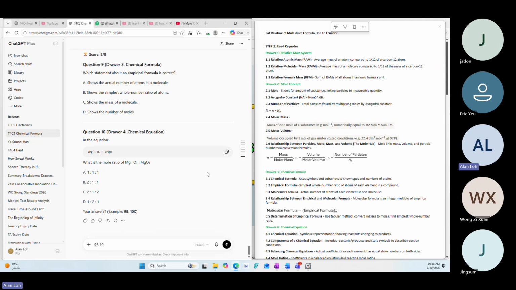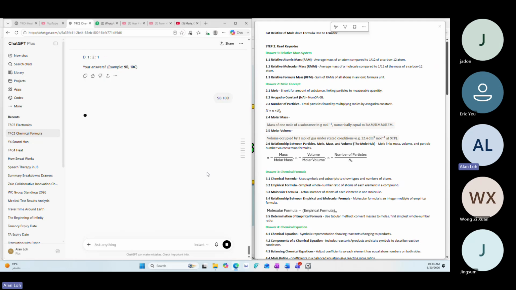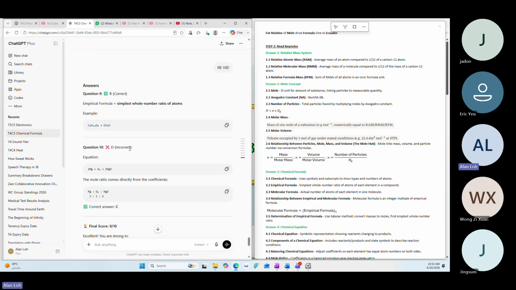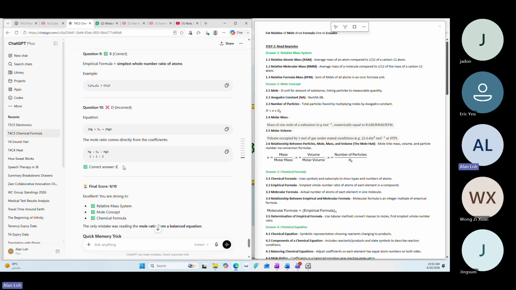Okay, let's do D. Okay, let's see. Okay, B is correct. I think everyone got it correct. D is wrong. The answer is C. Why is it wrong? Let's see the explanation. The equation is as such: 2Mg plus O2, equivalent to 2MgO. The mole ratio comes directly from the coefficients. So you have 2 over here, you have 1 over here, and then you have 2 over here. So the correct answer is 2, 1, 2. Right? Simple.